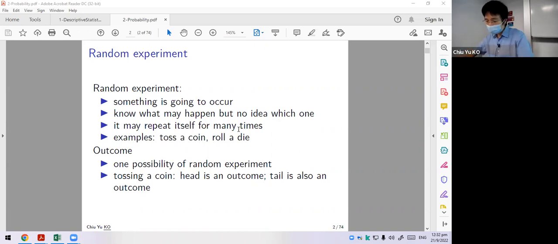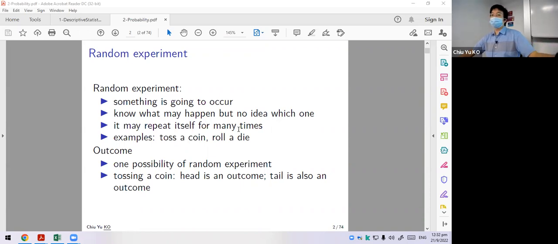And because gambling can be repeated many times, the question naturally arose to generalize this to what we call a random experiment. A random experiment is something that is going to happen, and we don't know which outcome will happen, but we know what might happen, and you can repeat it. Just like tossing a coin. We don't know whether it's head or tail, but it will be either tail or head.